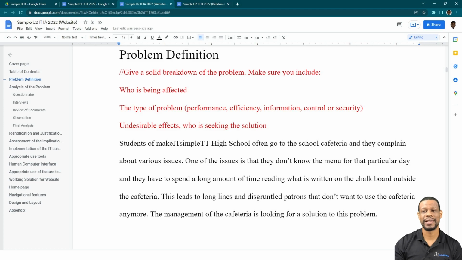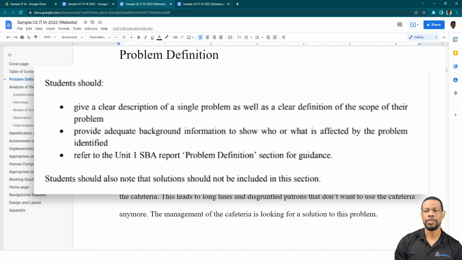So let me show you what the examiner's report, I think this is the 2015 one, this image on the screen right now, will show you what they want you to do for your problem definition.